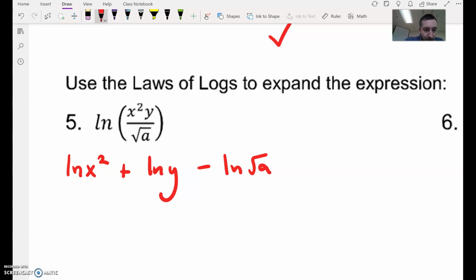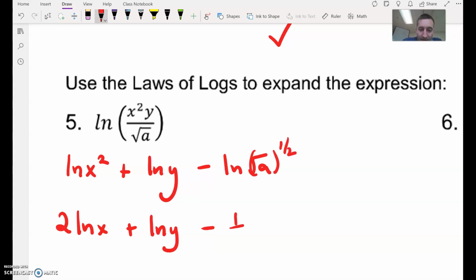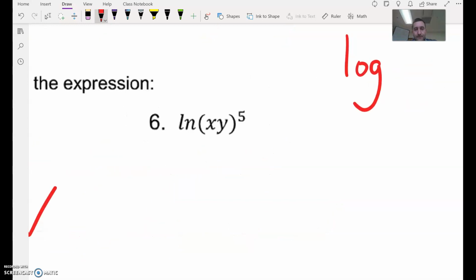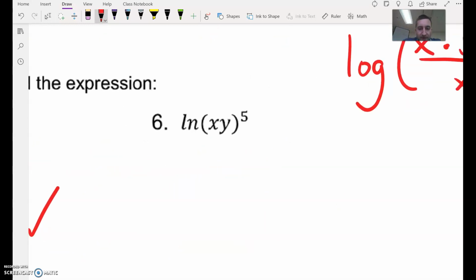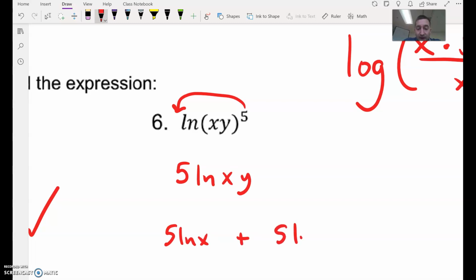This 2 goes down front. 2 times natural log of x plus the natural log of y minus, what is the square root of a? Remember, that's a to the 1/2, so I can bring that 1/2 down front as well. That is now fully expanded. This one, real quick, has a 5. I bring it down front first because look how that's grouped. So now I split it up. 5 natural log of x plus 5 natural log of y. So I did the power rule and then I did the product.